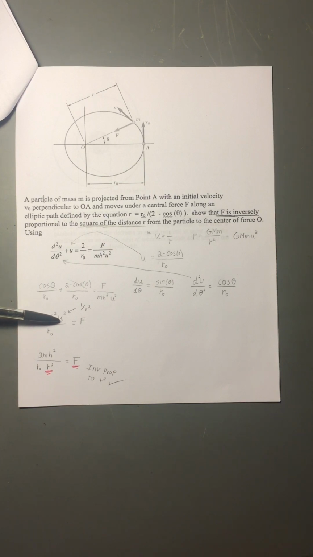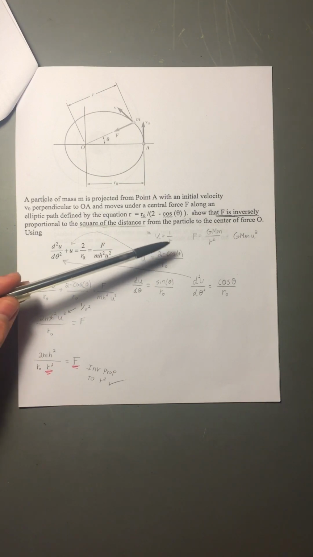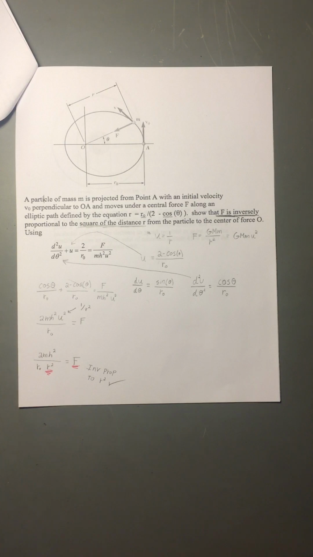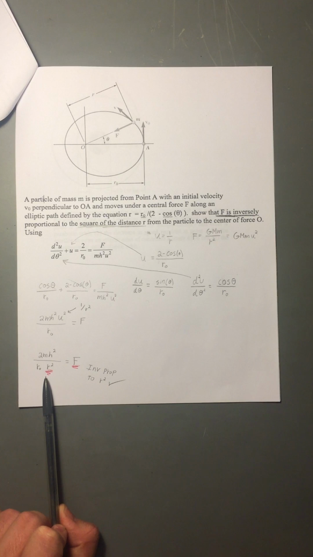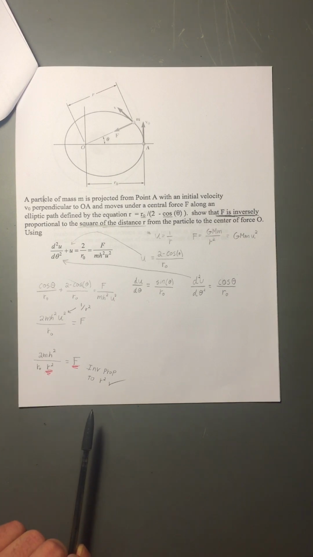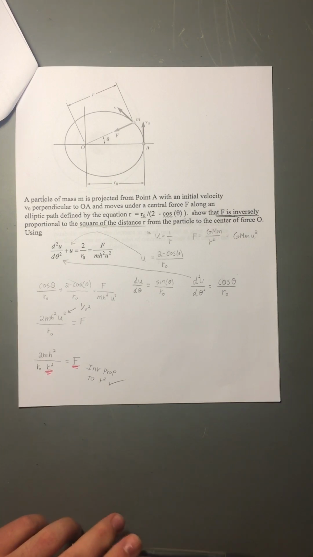And we know that u squared is, once again, 1 over r squared. We've used that relationship quite a few times. And then just rewriting this, this is our final equation here. And we can see by looking at this that our force is inversely proportional to r squared, which is what the question wanted us to find.